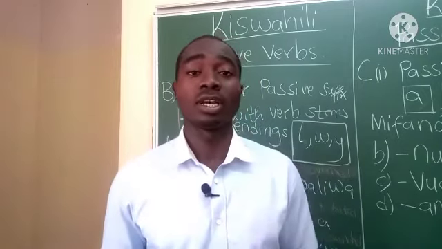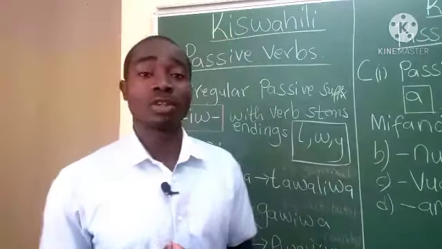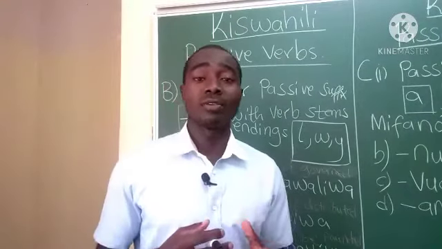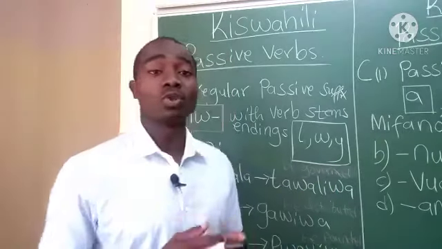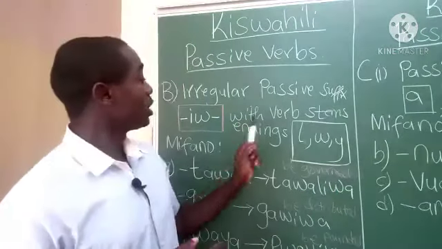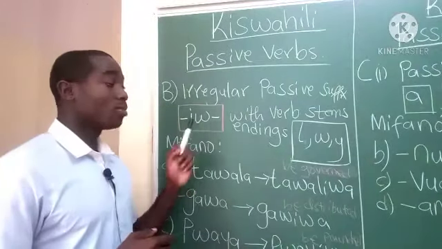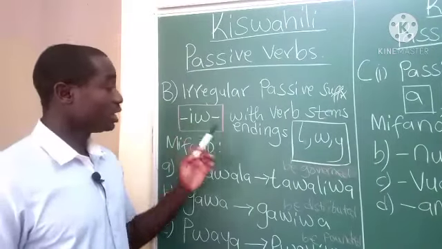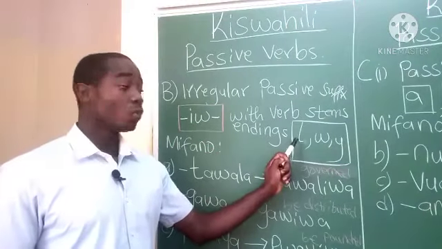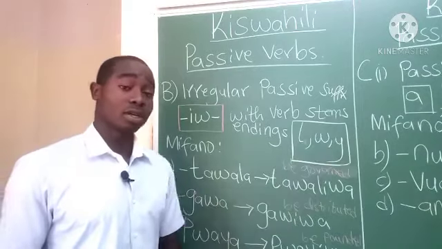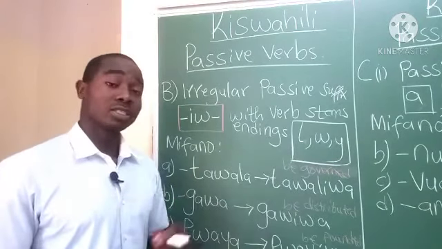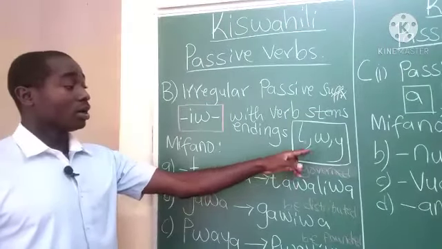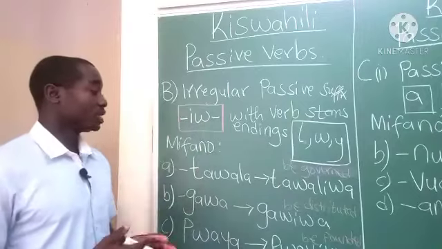Let's start. In the previous lesson we talked about the passive form of Swahili verbs, and we started with the passive suffix w. Today we are going to deal with this suffix iw, this passive suffix. We say that it deals with verb stems ending in L, W and Y. We haven't discussed this, so we are discussing it today. These are irregular, so this deals with the irregular passive suffix.